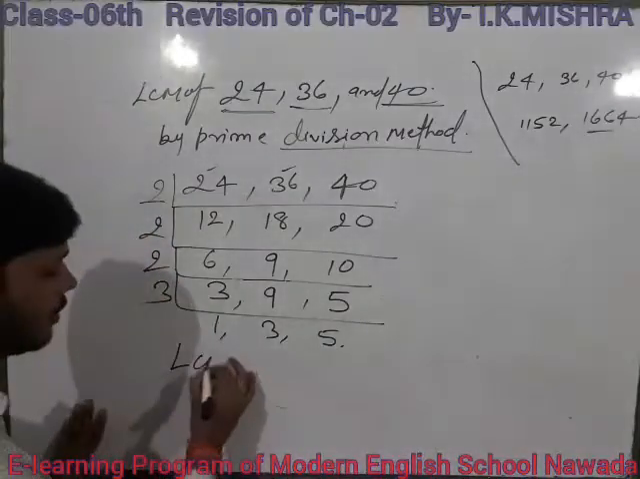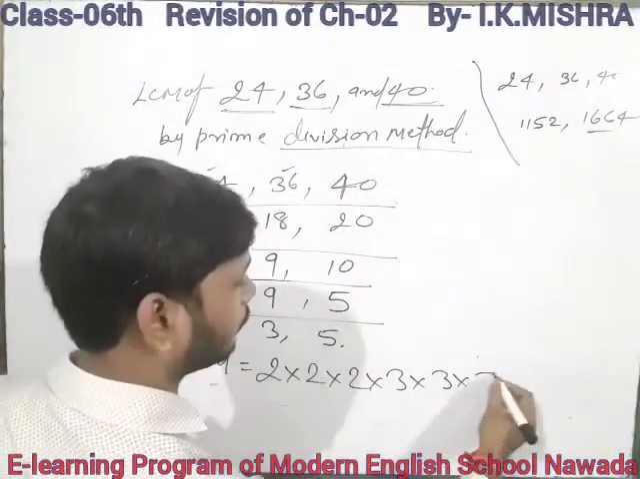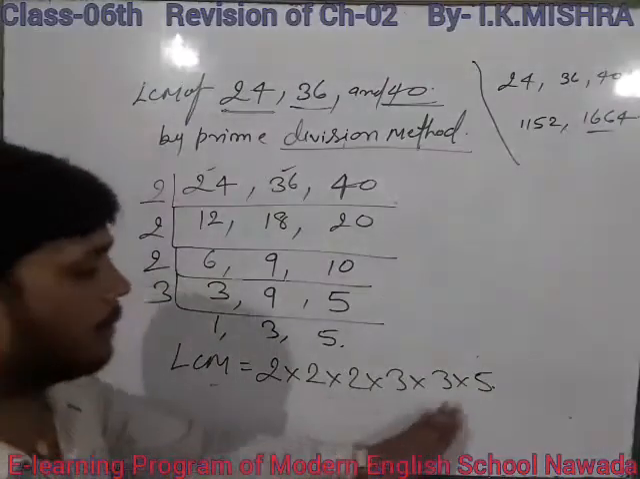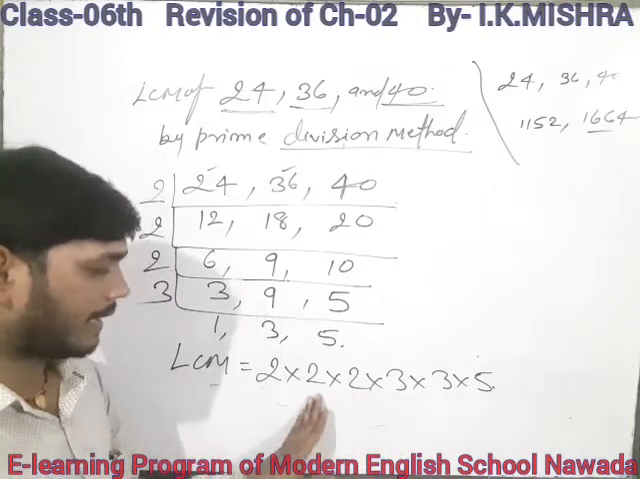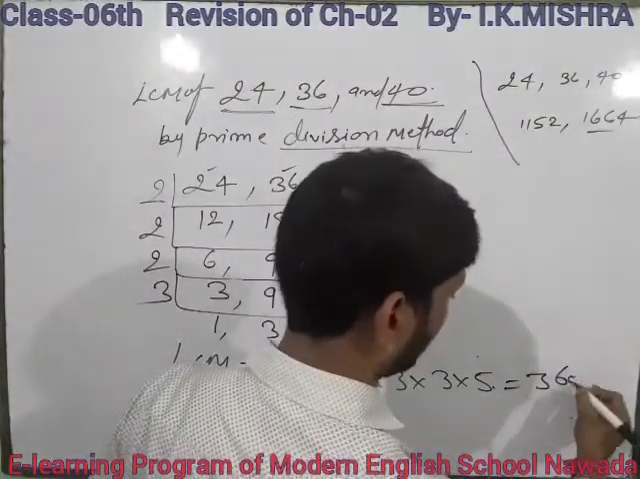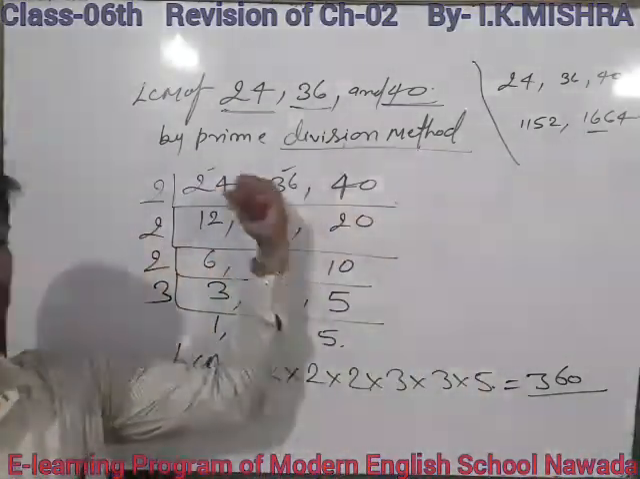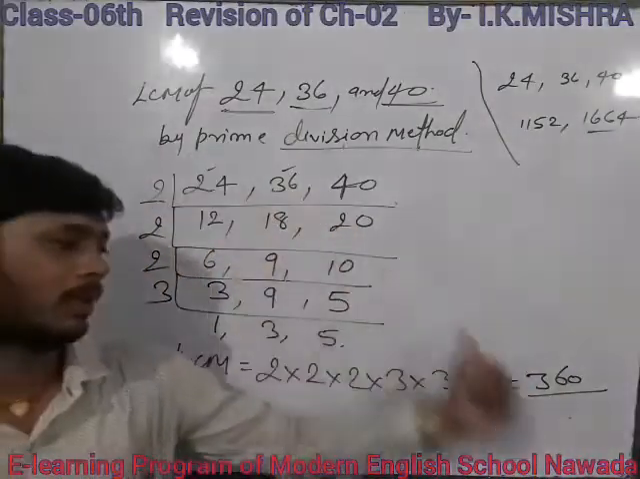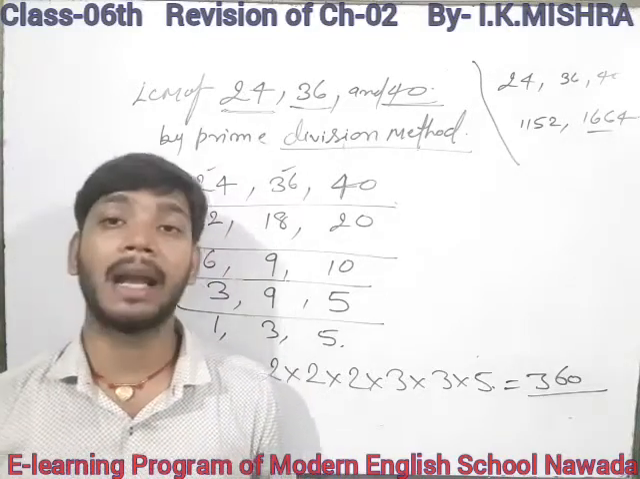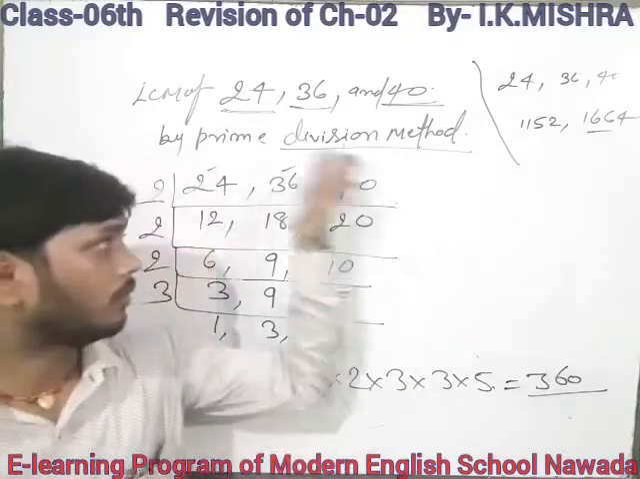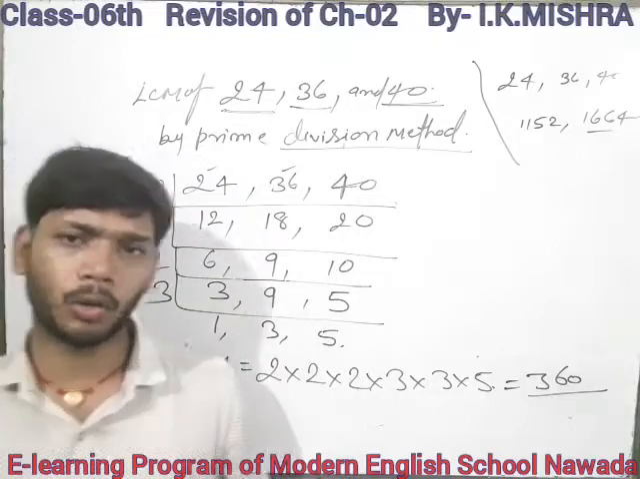factors. So LCM is equal to 2 into 2 into 2 into 3 into 3 into 5. And students, when you multiply it, 5 into 3, 15, 15 into 3, 45, 45 into 2, 90, and 90 into 4, 360. So students, observe the same answer, 360, when you factorize these numbers by prime factorization method and then division method. That means, students, similarly you can find the LCM and HCF of the numbers by prime factorization method and division method as you told in the question.